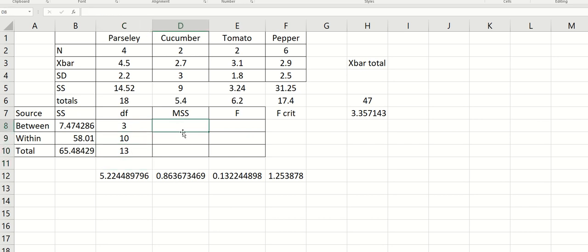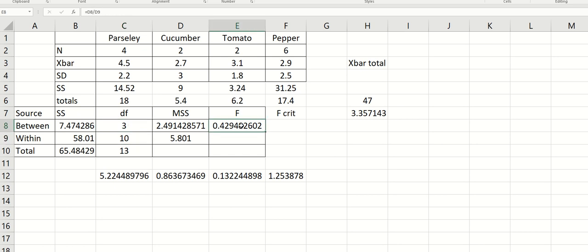Now, how do I get the mean sum of square between? You just take the sum of square divided by the degrees of freedom. This is the mean sum of square between. Same thing for the within. And now for the f, you take the top one and divide it by the bottom one, and that is going to be your f. This is the f calculated for degrees of freedom 3 and 10.